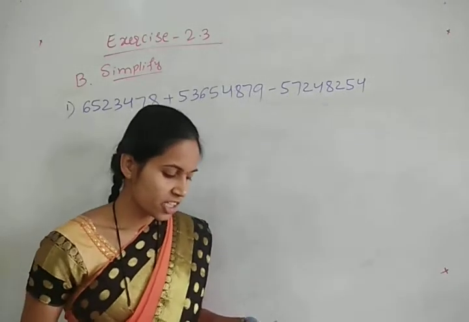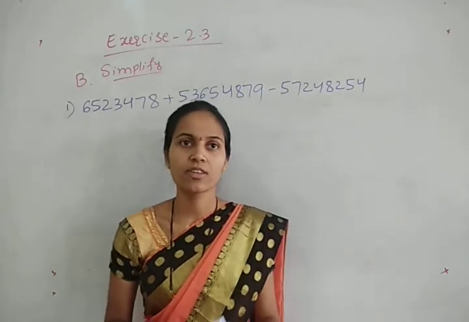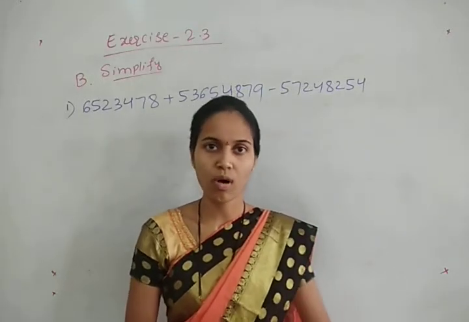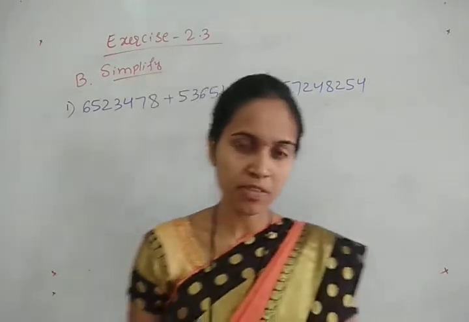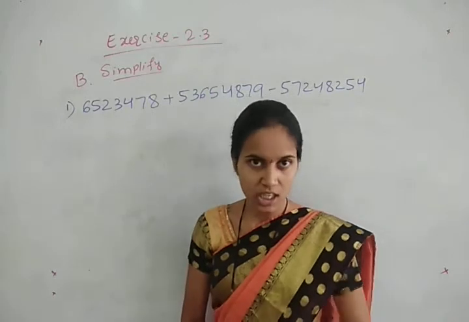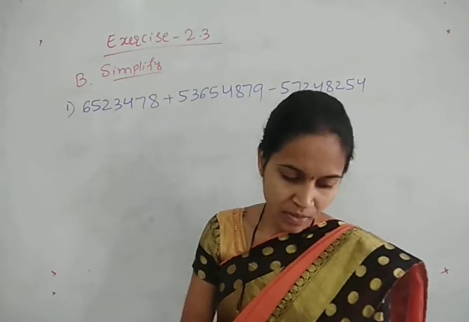In our last class, we were solving exercise number 2.3, and in that we solved question number 8, that is, find the missing digits in the following. There were 4 problems. We have solved all of them, and today we will solve question number B, that is, simplify. In this we have a total of 6 problems. These kinds of problems we have also solved.